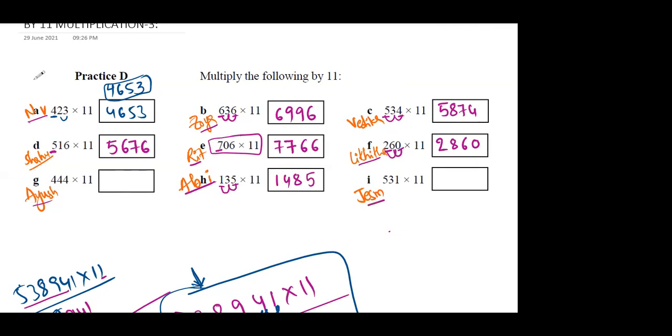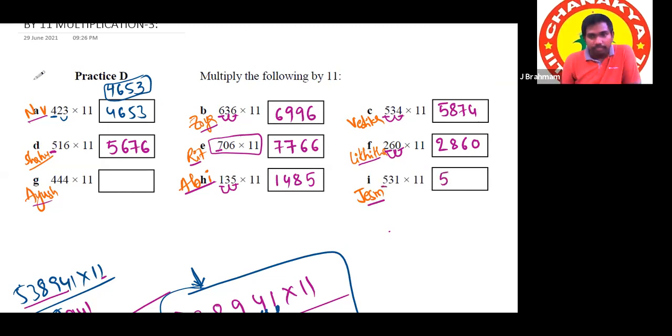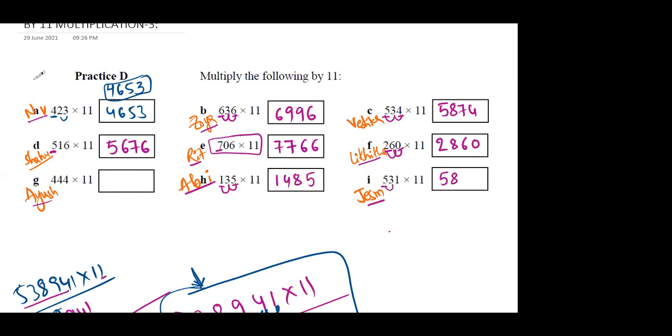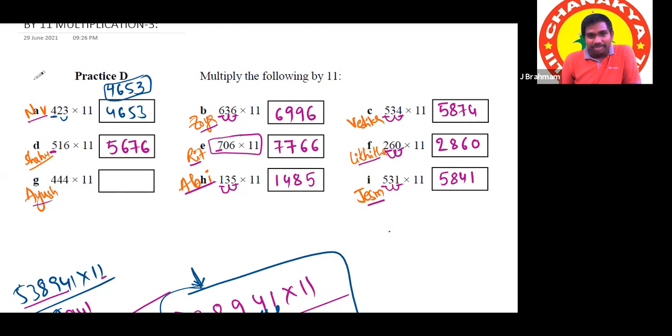Yes, sir. 5 will write as it is. Okay. 5 plus 3 is 8. Okay. 3 plus 1 is 4. Okay. And 1 again will write as it is. So here in this question, it is 135. In your question, it is 531. And your answers are reversed: 1485, it is 5841.